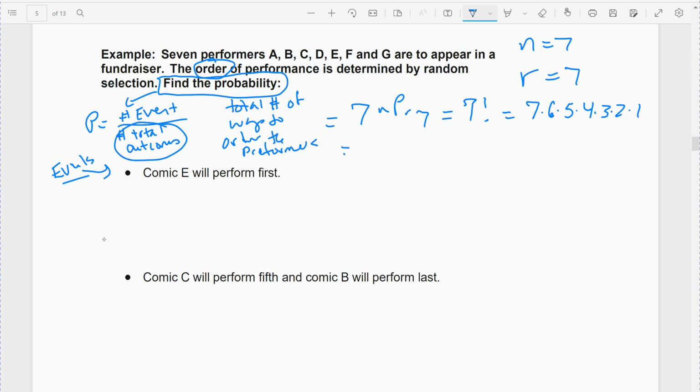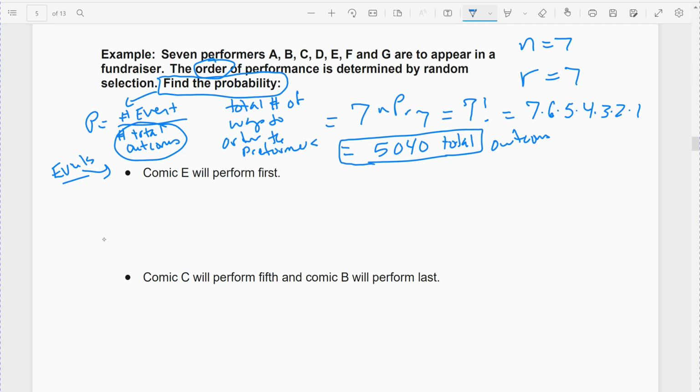Alright, so this comes out to be 5,040 total ways we can order 7 people. So that's the big group. That's the one we're going to divide by. That's the total number of outcomes.